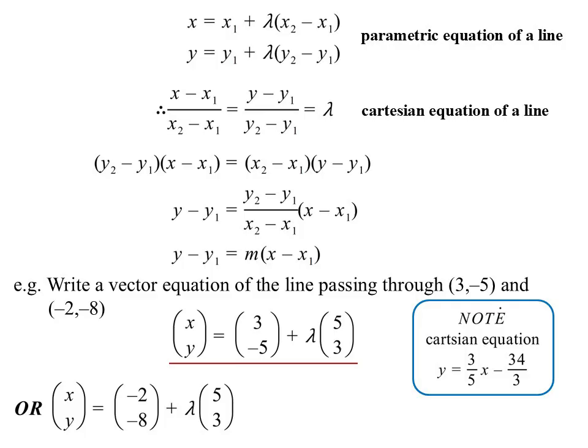Now have a look at the direction vector and have a look at the slope. They're very similar, but it's upside down. Because of course when we're writing our column vector, the x is on top, not the y on top. Whereas in slope, we have the y on top, rise over run.